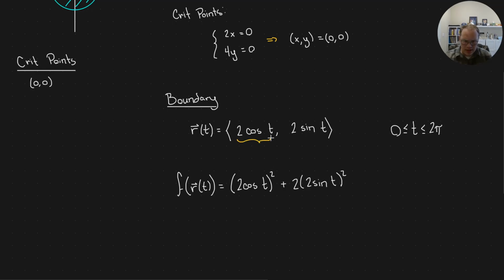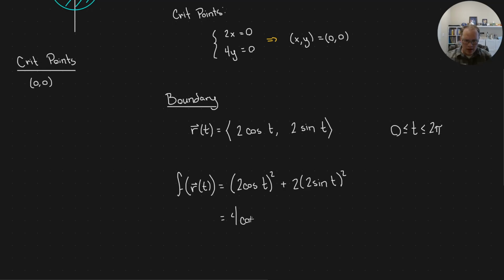And I just plugged in the x component of my parameterization and the y component of my parameterization. Now all this is doing is we're looking at just the function value, but just as we go along the boundary. So we're focusing on the boundary. That's all we're doing, traversing the boundary and seeing what the function value is along it. Okay? Now I could tidy this up a little bit.